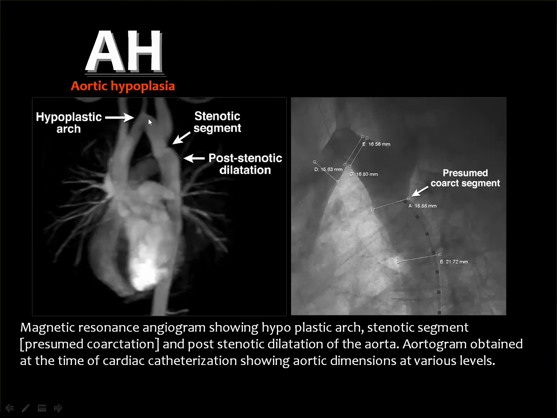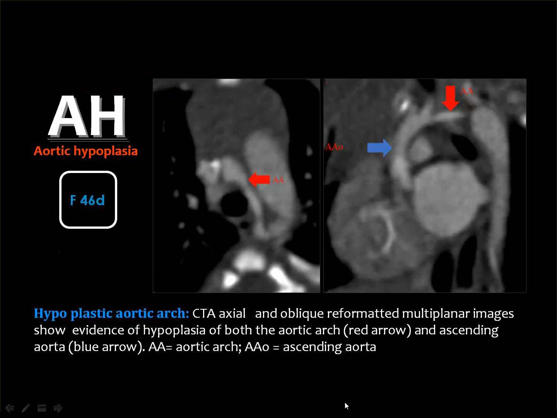This is a hypoplasia of the aortic arch, and you see the reduced caliber of the arch of the aorta, both in this MR angiographic image as well as in the DSA-aided cardiac catheterization.